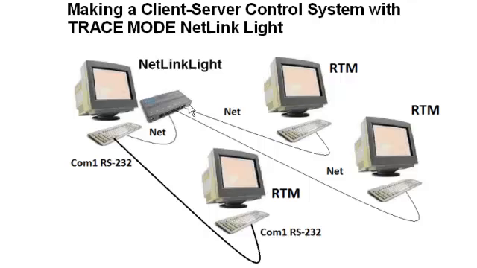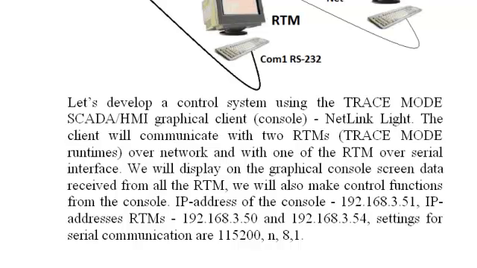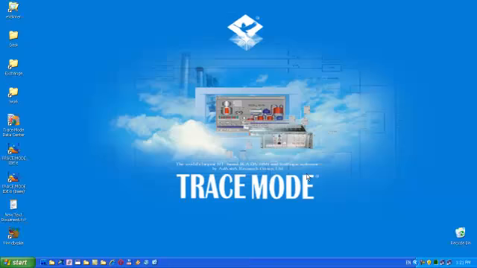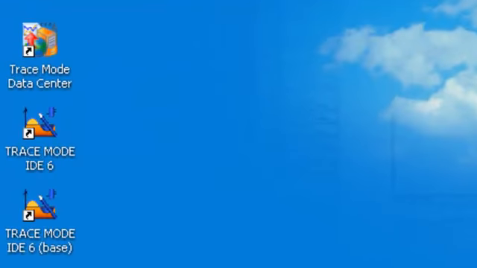We will display on the graphical console screen data received from all RTMs, and we will also perform control functions from the console. IP address of the console is this one, IP addresses of the RTMs are this one and this one. Settings for serial communications are the next. In order to develop this project, we will use the Trace Mode SCADA HMI free development system of the basic line.